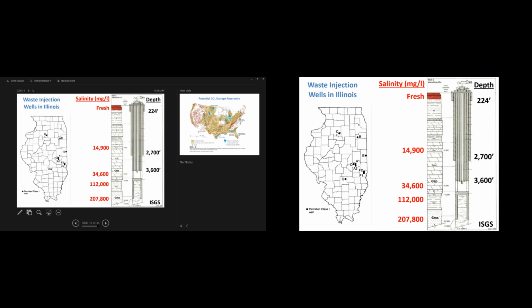Yeah, it's extremely dense, and so all your groundwater flow equations go out the window if you're using just fresh water. And that's one of the reasons we don't want to extend our model to the south.